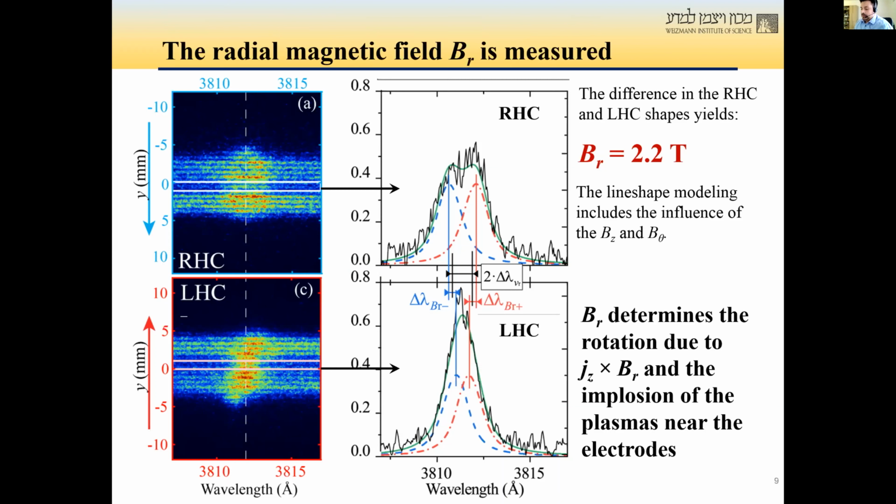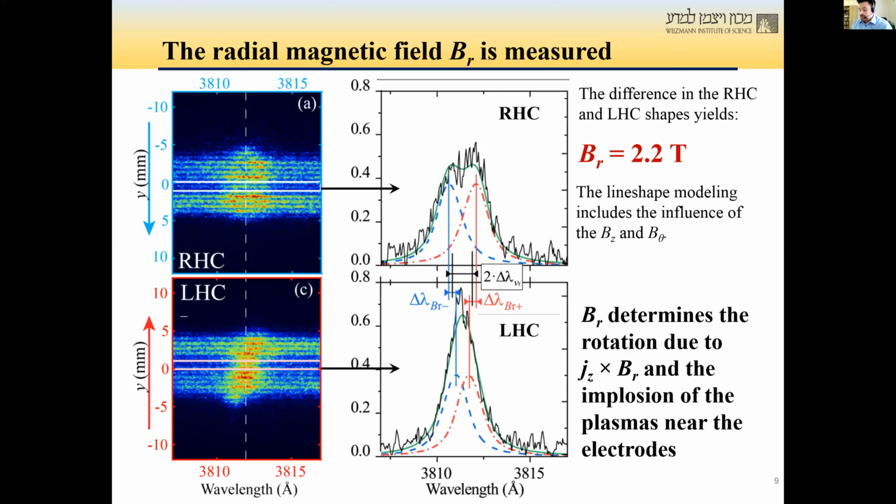The experimental line shapes shown here on the graphs are taken from the lineouts marked with the white rectangles shown on the spectral recording, and these rectangles denote the lineouts at y equals 0. Using the advanced line shape modeling that includes also the influence of other B components, BZ and B theta, the difference in the RHC and LHC shapes yields a BR value of 2.2 Tesla.